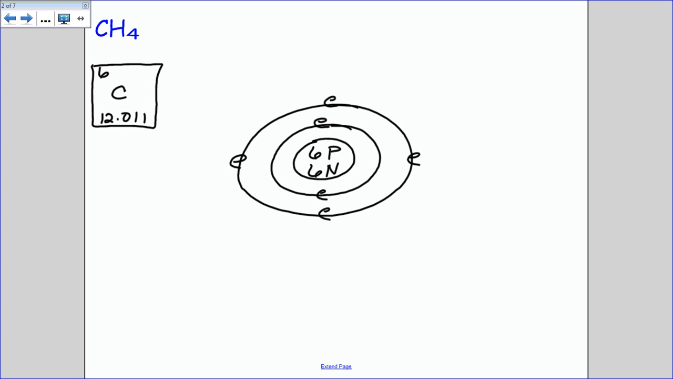Now, is carbon full? Are they stable? No, it needs more. How many does it need? 4 more. So, the carbon's got to do a lot of bonding, right? To get that full. And so that's where each of these hydrogens come in. So, hydrogen.